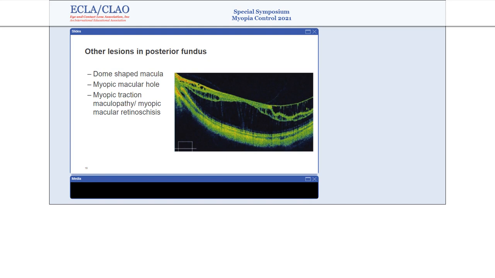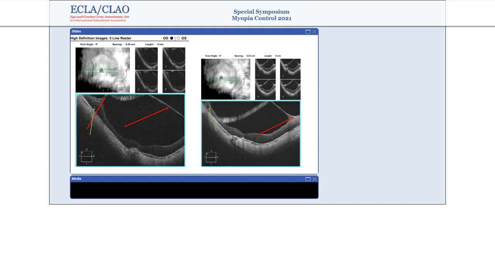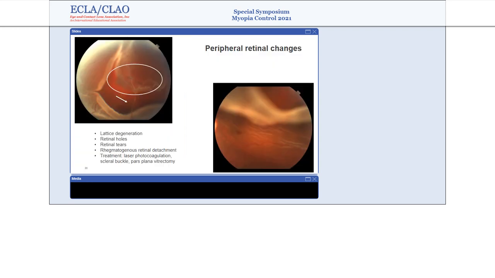Other lesions of the posterior fundus include dome-shaped macula, myopic macular hole, traction maculopathy, and retinoschisis. This is one of my patients where you can see the red arrows are where the hyaloid is still attached at the edge of the posterior staphyloma, and the green arrow shows areas of retinoschisis where the hyaloid is still attached.